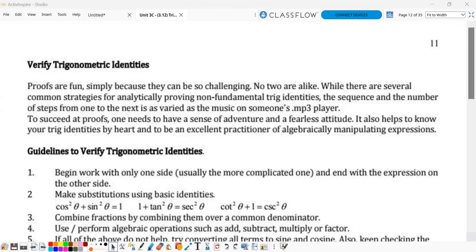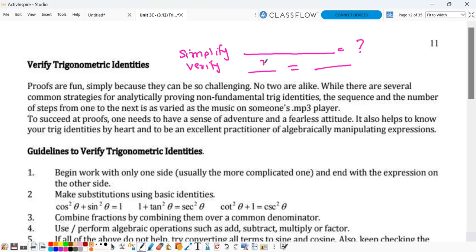Pre-calculus students, in this video I'm going to talk about how to verify trig identities. Know the difference between simplify and verify. If it is asked to simplify, you are given something and you don't know what the answer is. If they say verify, you are given both sides, and you start from one side and work toward the other side.